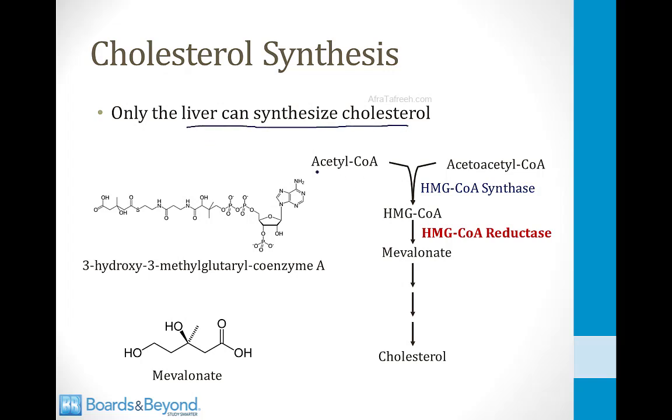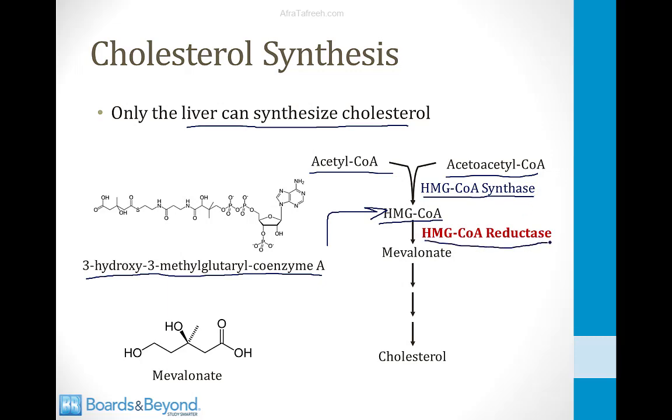The liver can start with molecules of acetyl-CoA and acetoacetyl-CoA and synthesize HMG-CoA. HMG-CoA stands for 3-hydroxy-3-methylglutaryl coenzyme A, but that's a big word, and most people just call it HMG-CoA. It's synthesized by an enzyme called HMG-CoA synthase. There's another enzyme in the liver called HMG-CoA reductase, which can convert HMG-CoA into mevalonate. This is the structure of mevalonate. And then through a series of steps, mevalonate can be converted into cholesterol.